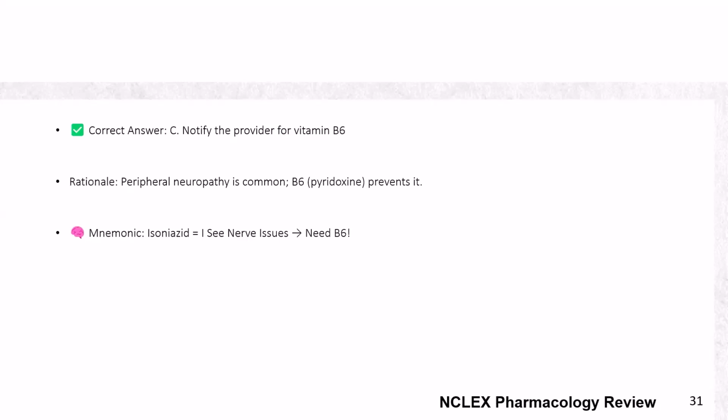Remember that peripheral neuropathy is common. So B6 will help prevent that. So always remember, if you have a client on isoniazid, the client can have peripheral neuropathy. So vitamin B6 will prevent this. Anytime you see isoniazid, remember nerve issues, so the client will need B6.